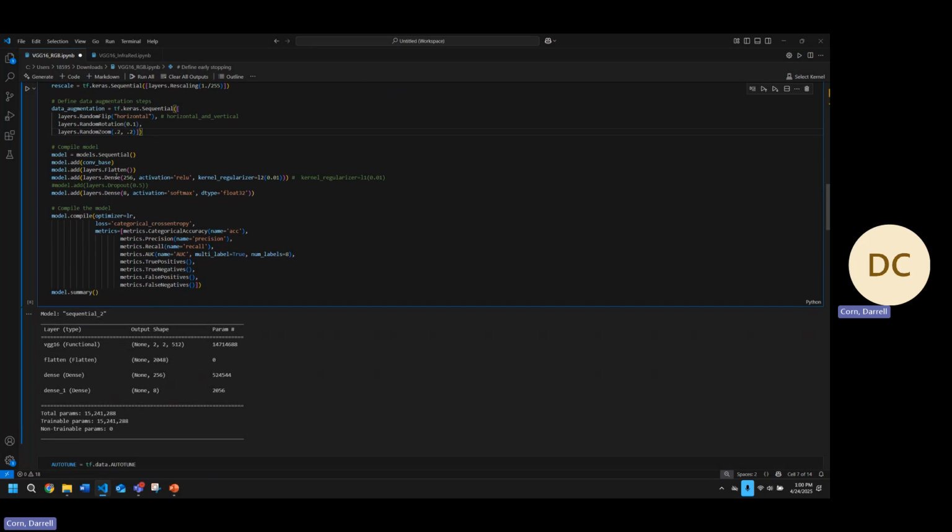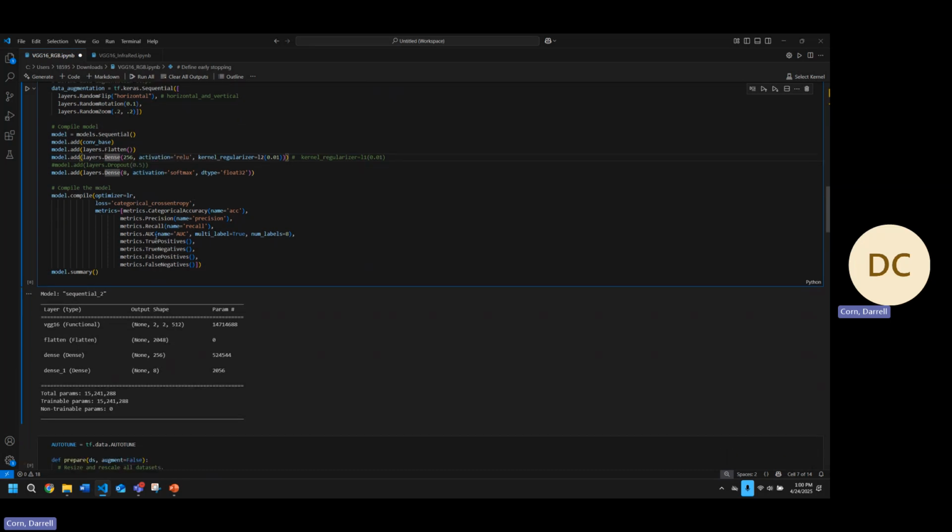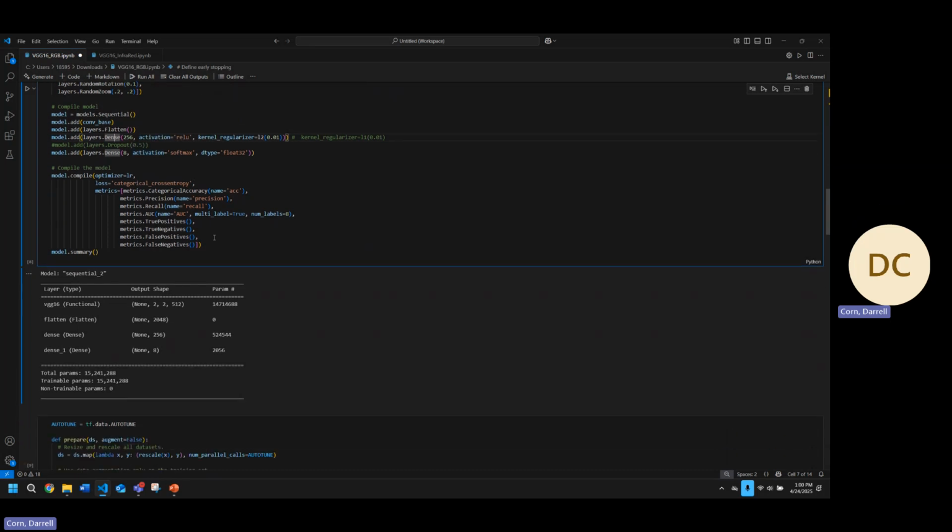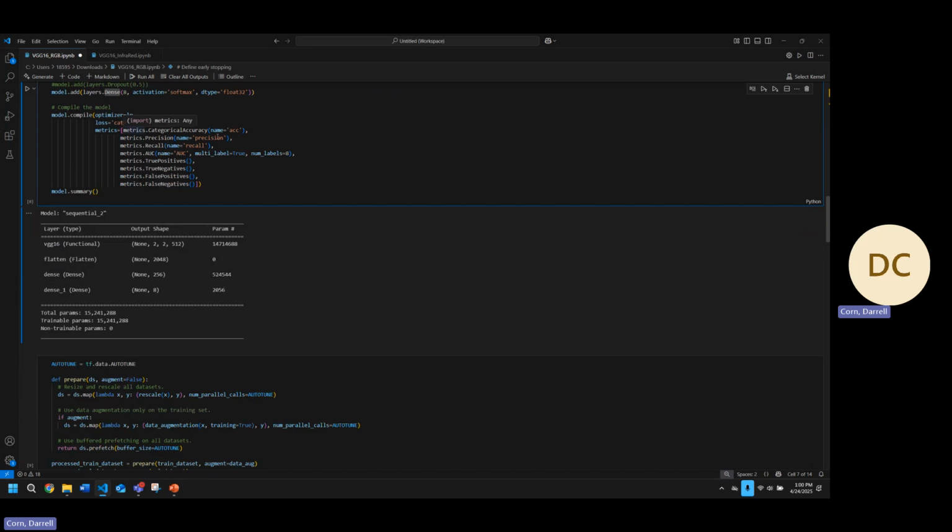Here we compile it. We just take the convolution base, flatten it, then two dense layers with some L2 regularization. And then we compile it. We have all of our metrics right here using a categorical cross-entropy loss.